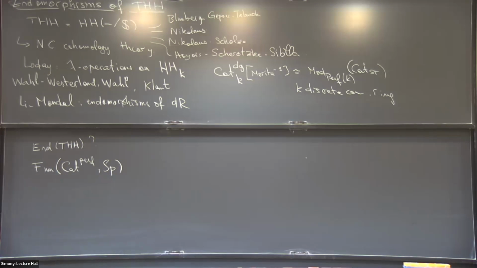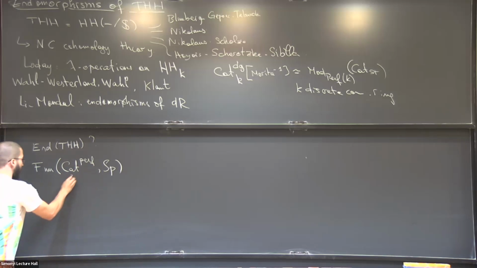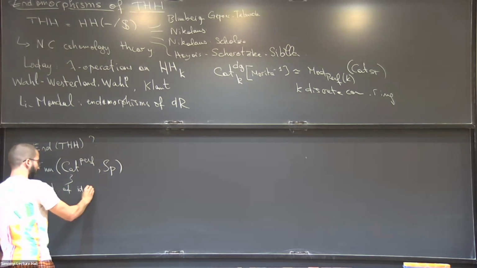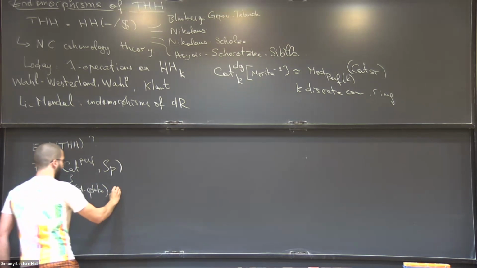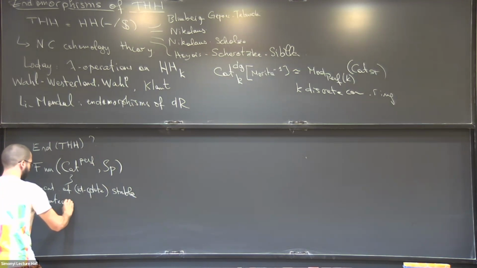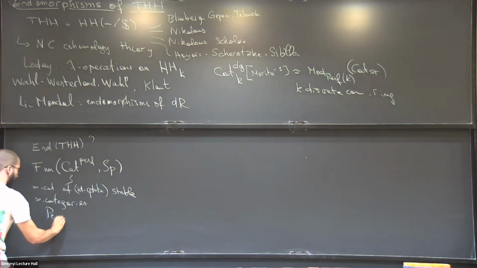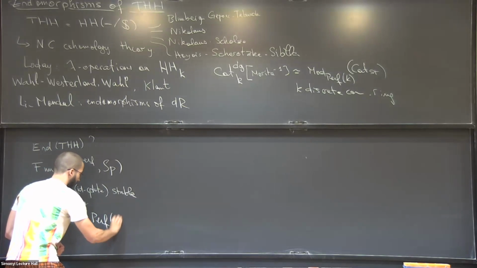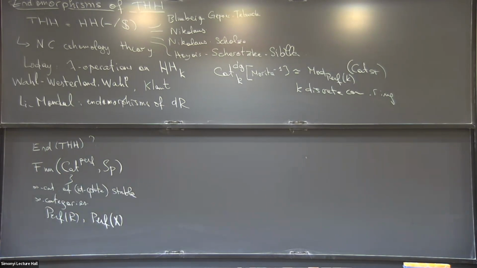And Cat^perf means idempotent complete stable infinity categories. Maybe you should write this as the infinity category of idempotent complete stable infinity categories, but that's kind of irrelevant. So you should think maybe Perf(R) for a discrete ring, for E_1 ring spectra, maybe Perf(X) for schemes, and derived schemes and so on. But you allow all kinds of maps within those that don't necessarily come from geometry. So maybe you have pushforwards and so on.